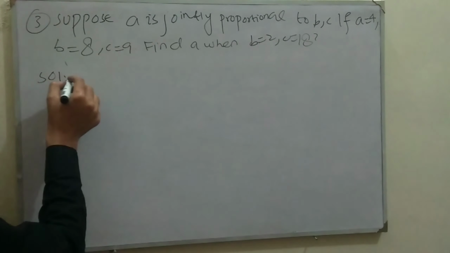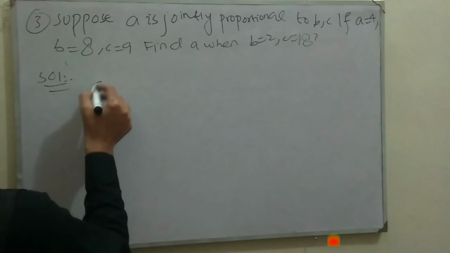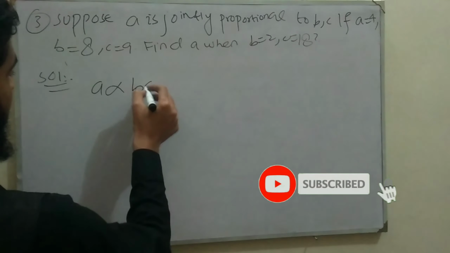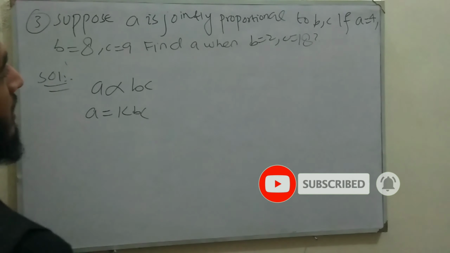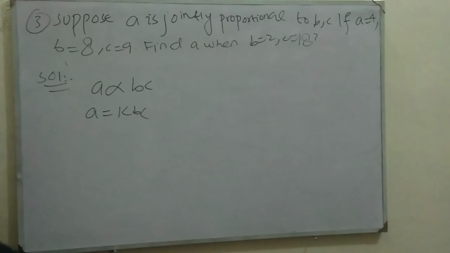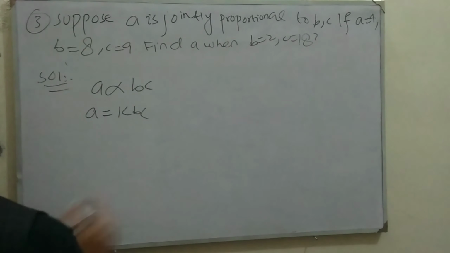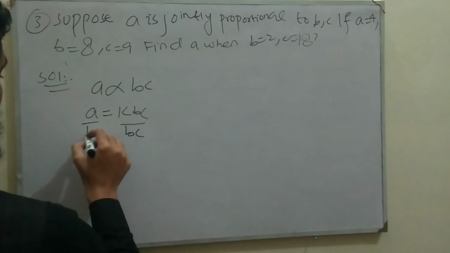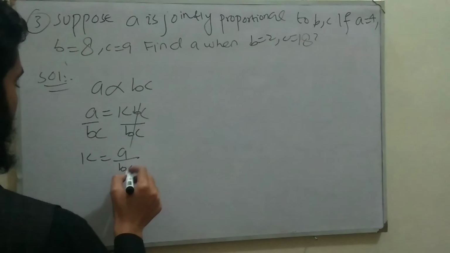Solution. A is jointly proportional to B and C, so A is directly related with BC. Removing proportionality, we bring in the constant: A is equal to KBC. Now A is jointly related with B and C. We are given A, B, and C. So now divide both sides by BC. On the right hand side we are left with K is equal to A divided by BC.